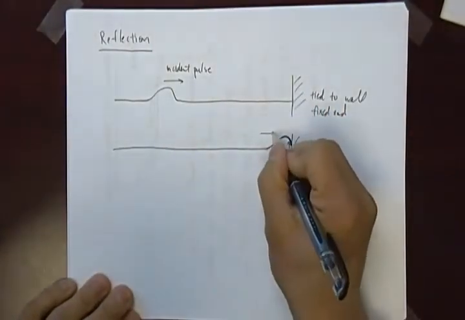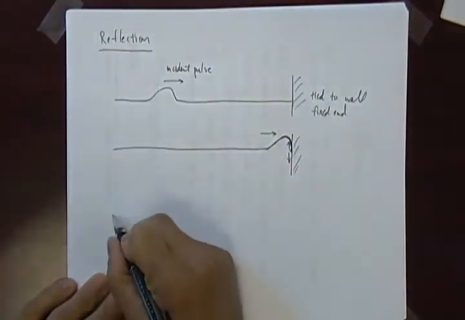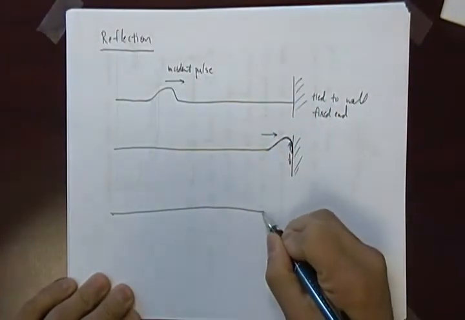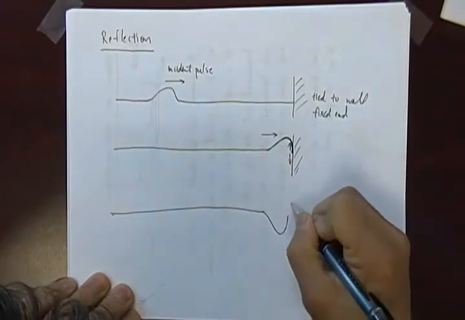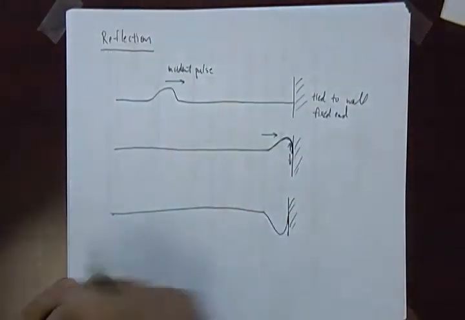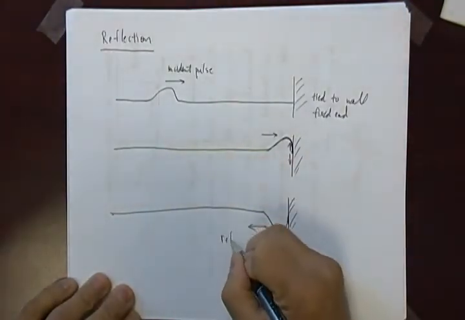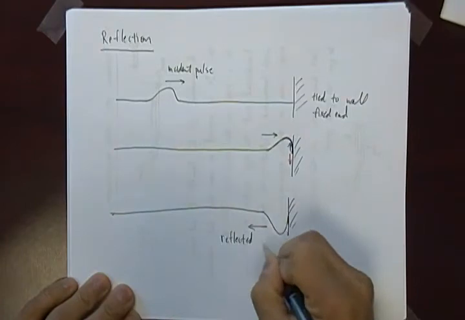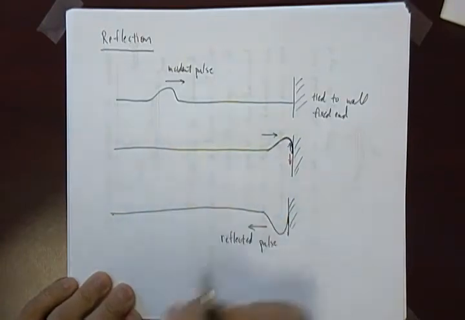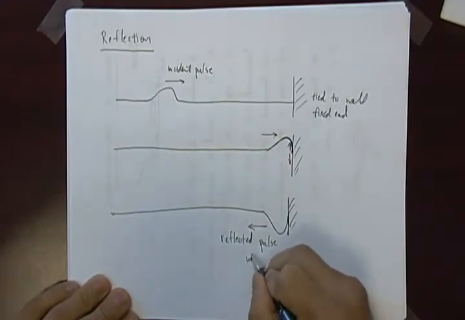So it was coming in upright like this, but you'll find that when it leaves, it will have flipped over. This is what's called reflection. When you have a string that's tied on one end, the reflected pulse will be upside down.